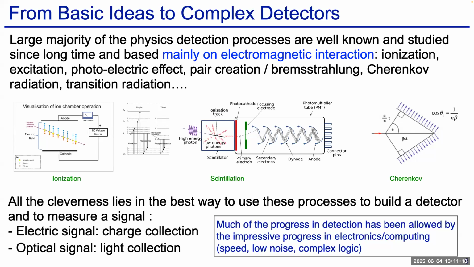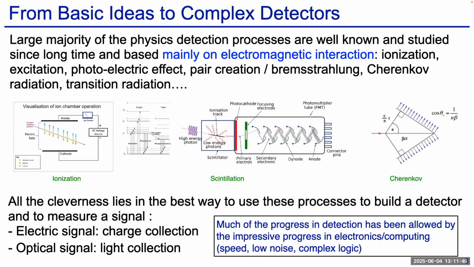And then we have Cherenkov detectors. Cherenkov light is emitted when a particle traverses a medium with a larger velocity than the velocity of light in the medium. And that gives this light. We all know it when we see photos of reactors, this blue light coming out. This is Cherenkov.